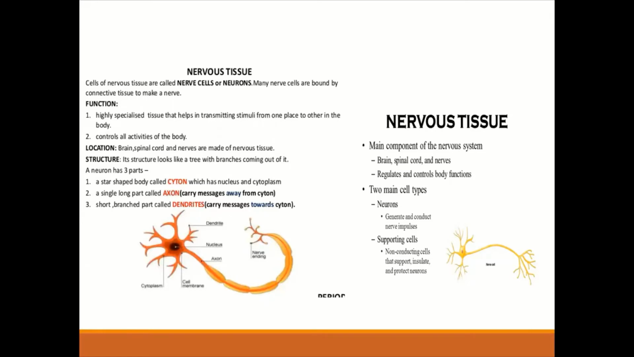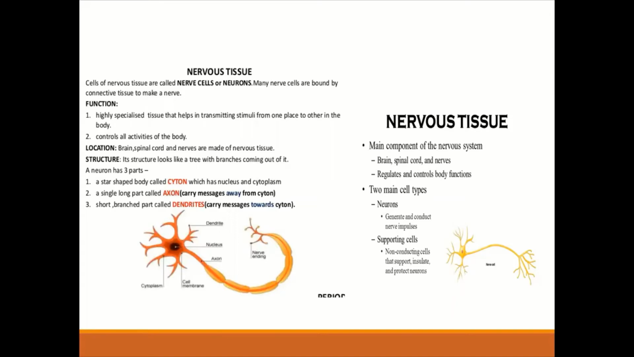Now, what are the functions of this nervous tissue? They are very specialized tissues that help in transmitting stimuli from one place to another in the body. They are highly specialized. All right. And secondly, they control all activities of our body.